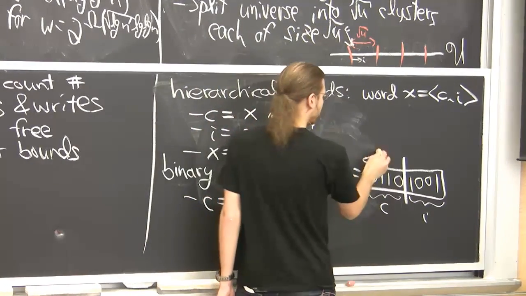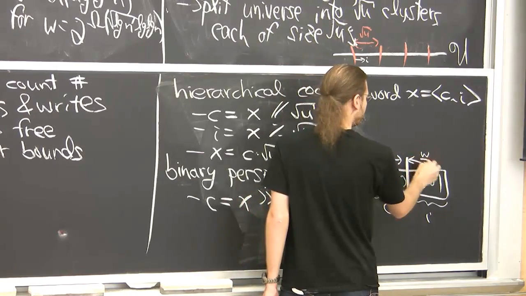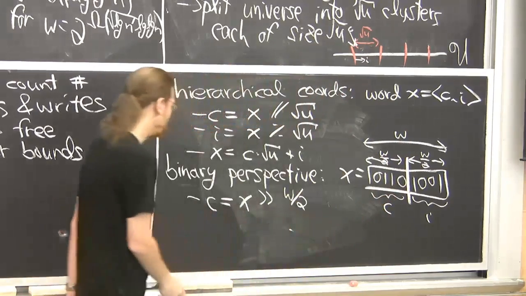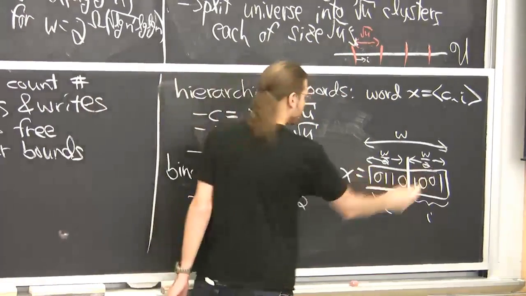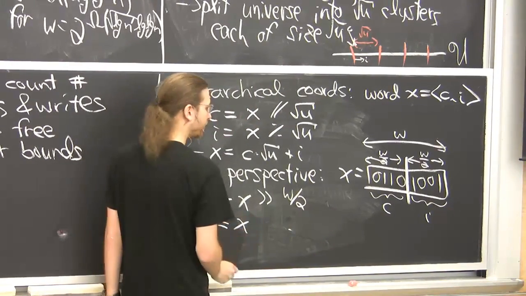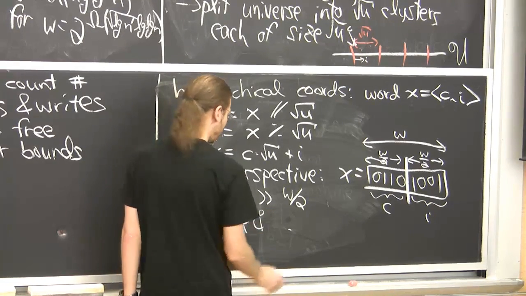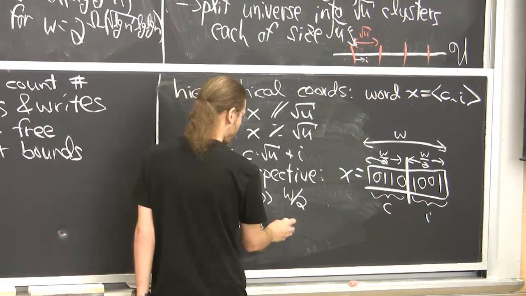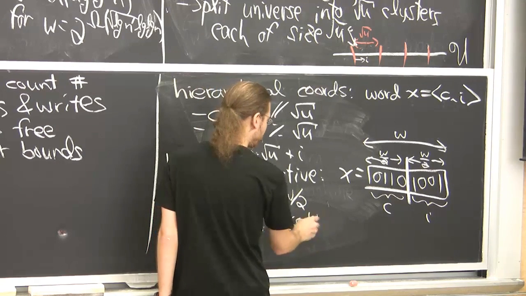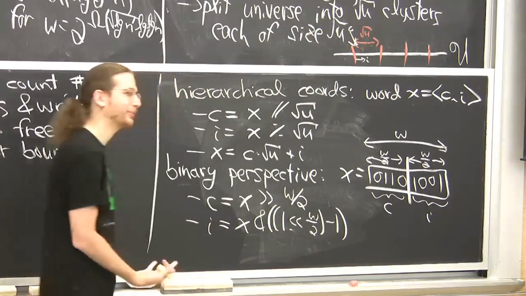So this is W over 2, W over 2. The whole thing is W bits. So if I shift right, I get rid of the low order bits. If I want I, it's slightly more annoying, but I can do it as an AND with 1 shifted left by W over 2, minus 1. That's probably how you do it in C.